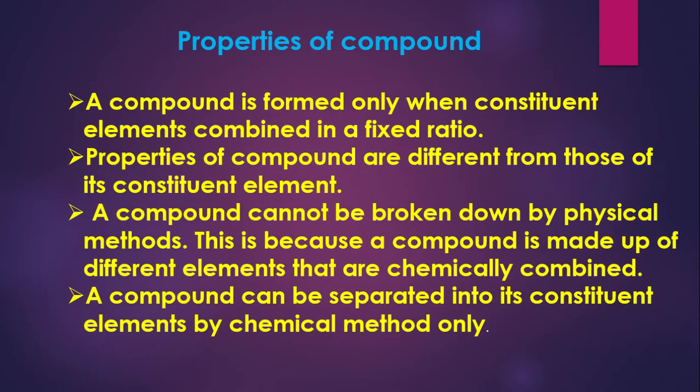Properties of compounds. A compound is formed only when constituent elements combine in a fixed ratio. Properties of compounds are different from those of their constituent elements. A compound cannot be broken down by physical methods. This is because a compound is made up of different elements that are chemically combined. A compound can be separated into its constituent elements by chemical methods only.